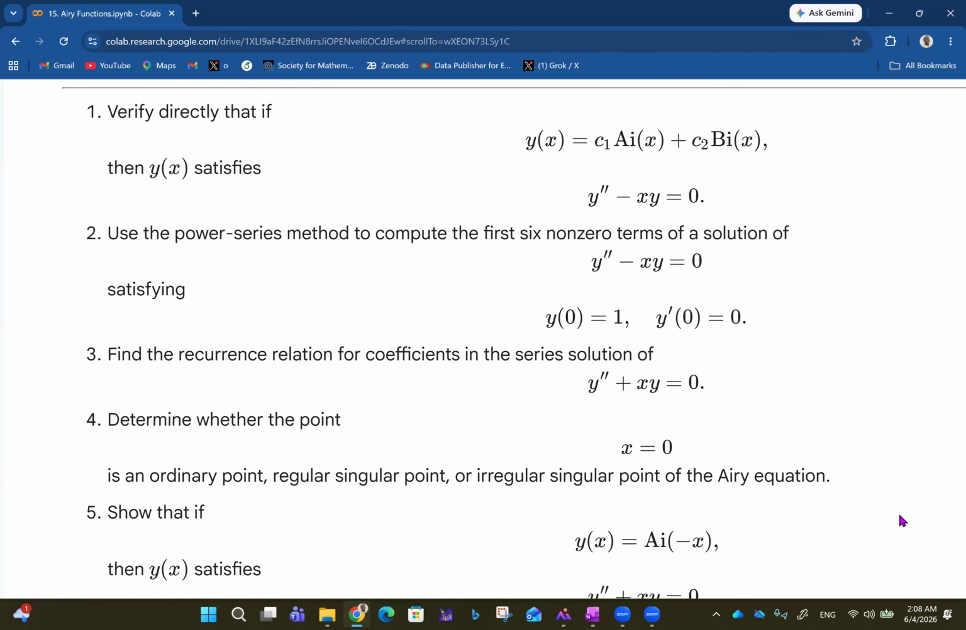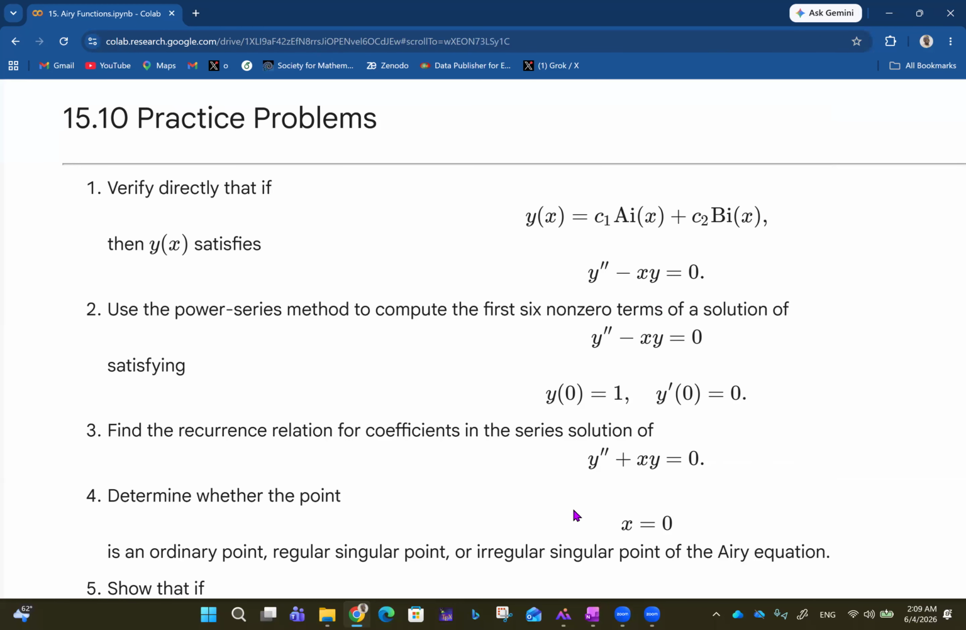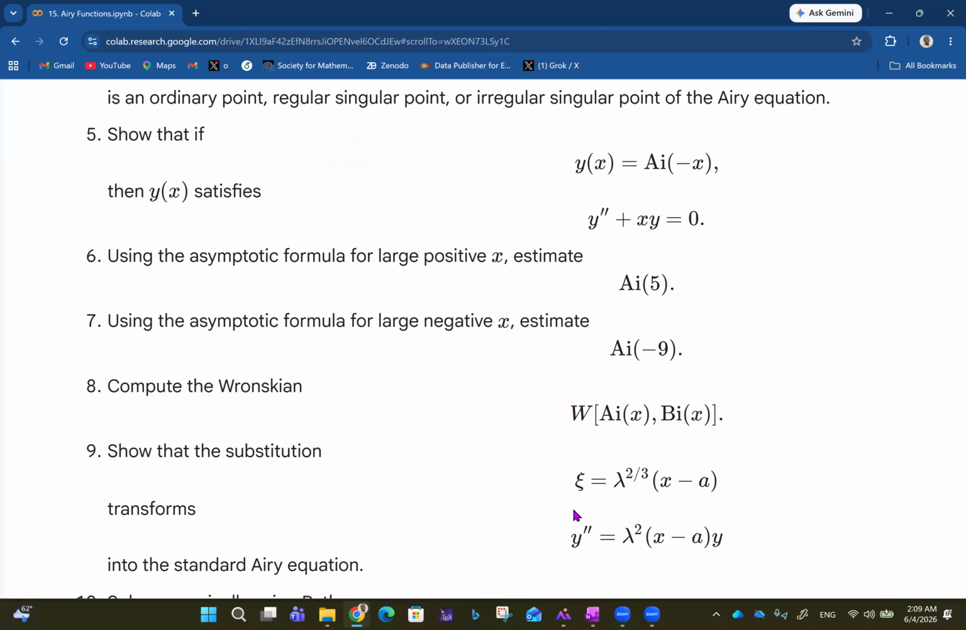So here you can see problems 1 to 4 clearly. Problems 1 to 4 verify directly that if y of x is this, then y of x satisfies y prime prime minus xy equals 0. All we need to do here is, we already have our y of x, so we just differentiate twice and add them up, and everything should evaluate to 0 at the end of the day. Then use the power series method to compute the first 6 non-zero terms of the solution of this. Then problems 5 to 9.